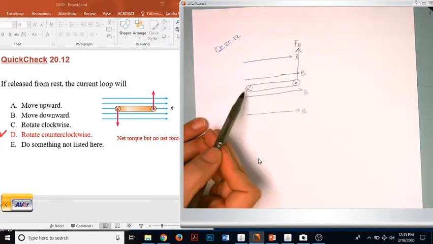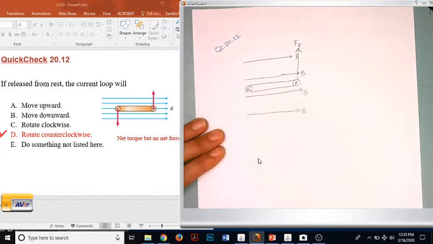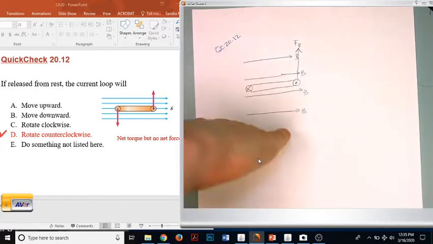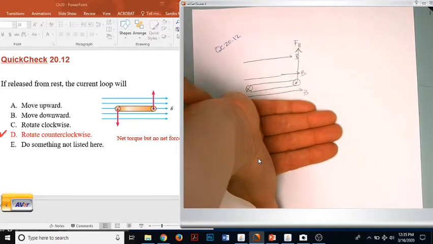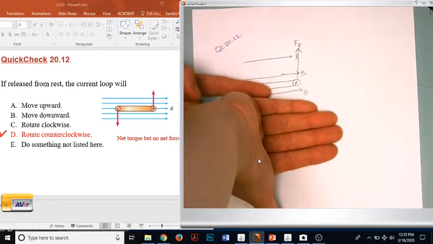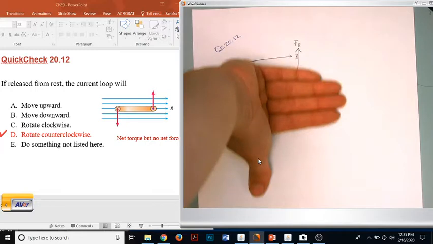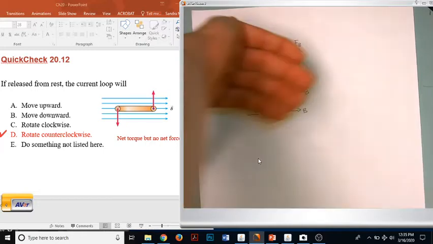Over here on the other side, I have now current going into the page. So I'm going to put my fingers pointing into the page. I'll turn my fingers, my palm is into the page, my fingers point in the direction of B, and now my thumb points down, which is the direction of the force.